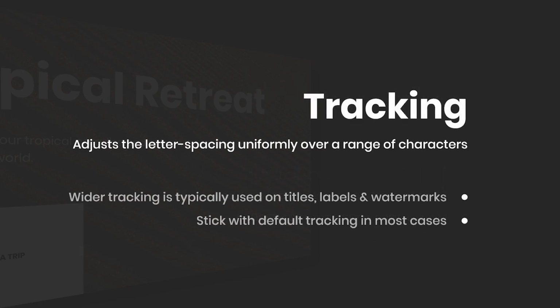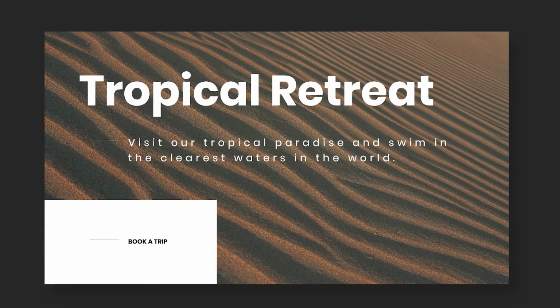So let's talk about tracking first. And again, this just adjusts the letter spacing uniformly over a range of characters. So generally speaking, wider tracking is typically used on titles, labels, and watermarks. And in general, in most cases, just stick with the default tracking. So let's take a look at a couple examples.